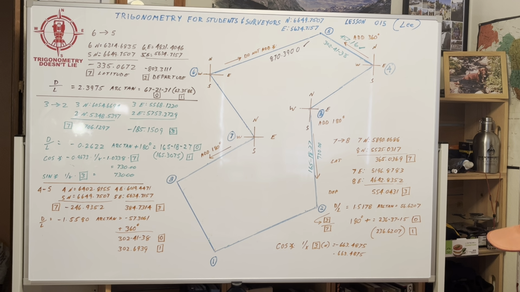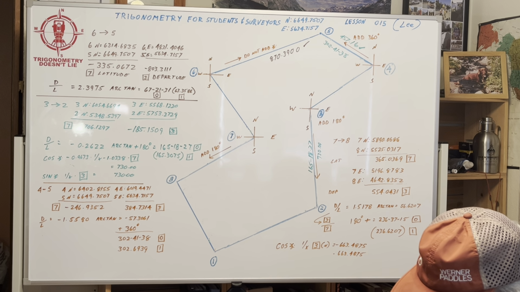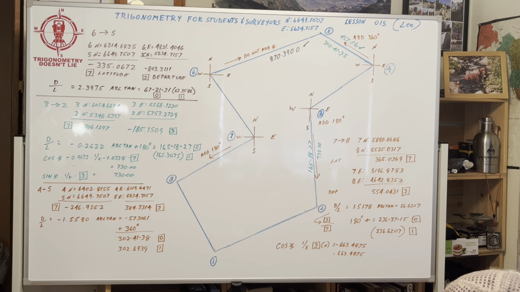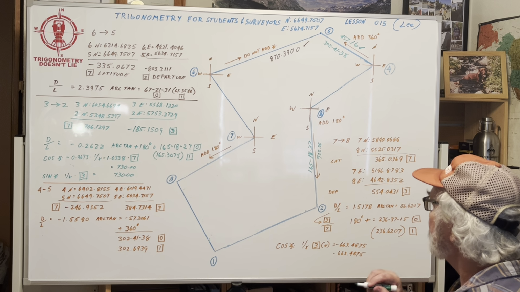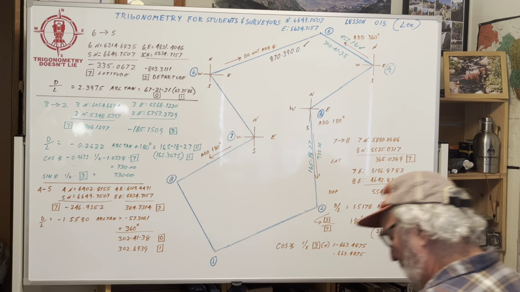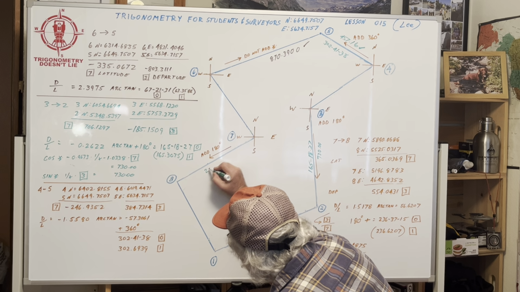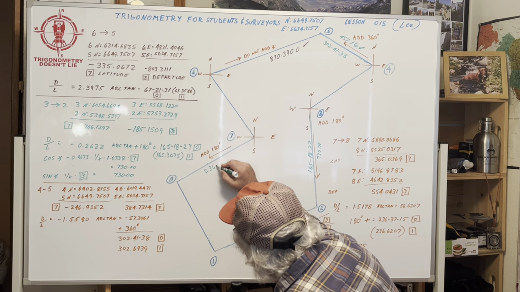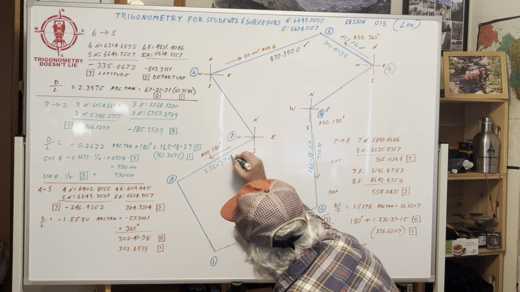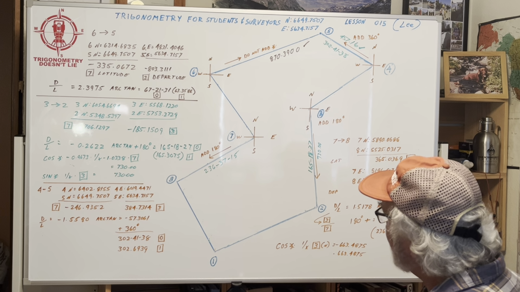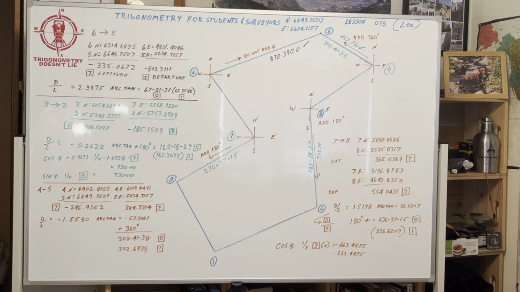180 plus 236.6207. And I'm going to store that as 1. We'll convert it. 236.3715. And that is correct. That's 236 degrees, 37 minutes, 15 seconds. That's the azimuth.